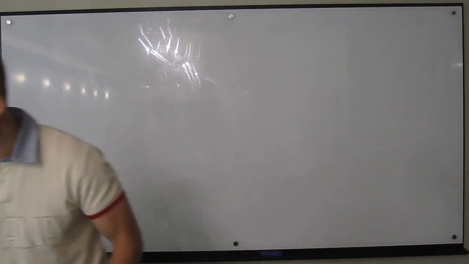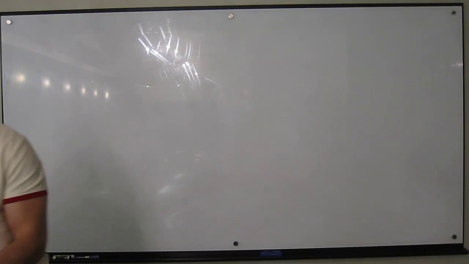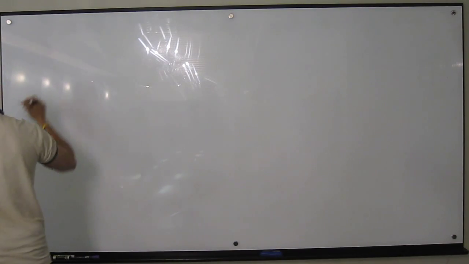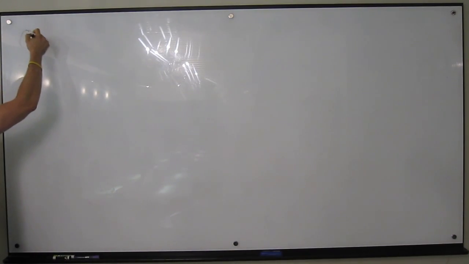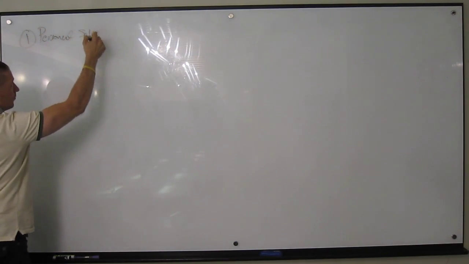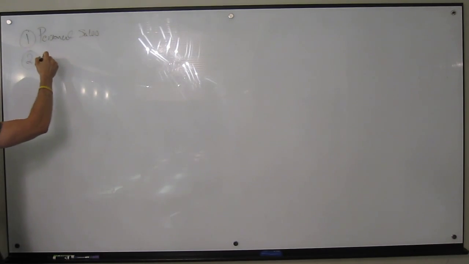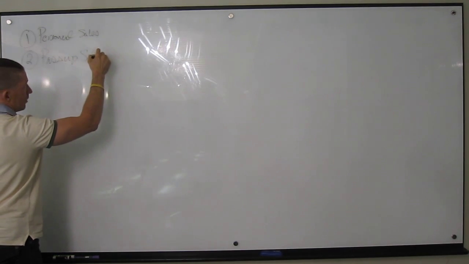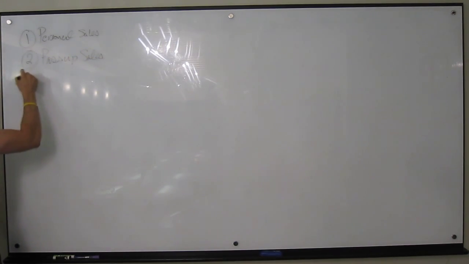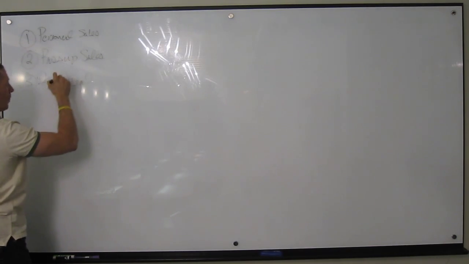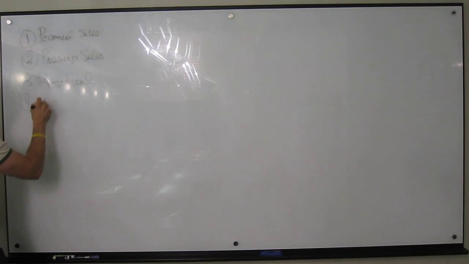Okay, so what we want to do is just explain the Empower comp plan. And what I found is there's four kinds of income. Number one, the first income is personal sales. Number two, you have pass-up sales. Number three, you have residual sales. And number four, you have overrides.